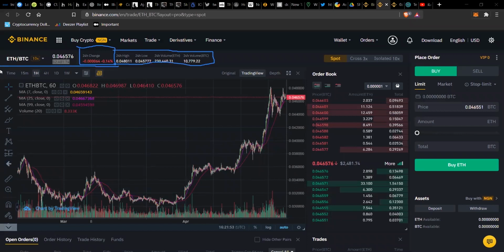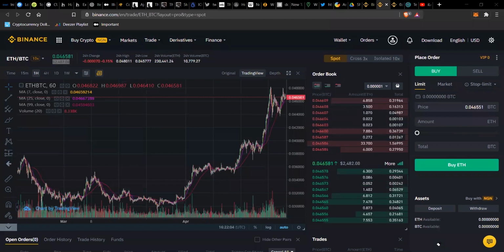Now, coming down here, what we have is the time frames. What do I mean by the time frame? Here we have the candlesticks or the chart. Here we have the chart. This section over here. This is the chart.